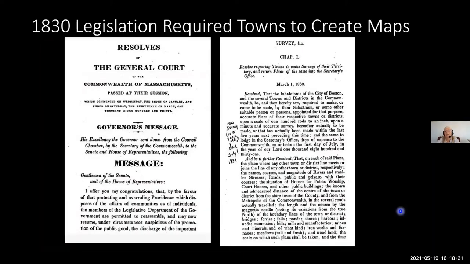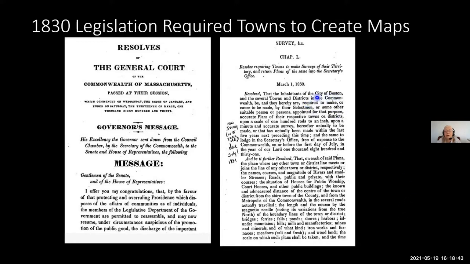Something happened in Massachusetts in 1830. The legislature passed a resolve that each town should make a map. So this is why we have some consistent maps of that time frame that we can sort of put together like a puzzle.